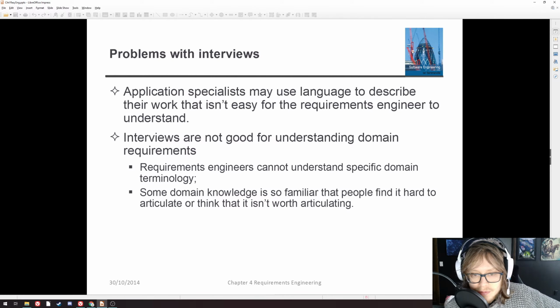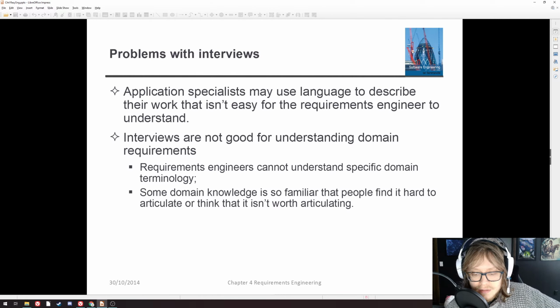You, a developer and a requirements engineer, probably can't understand that terminology. It's not like you're going to go to college real quick and figure out how to become a lawyer or a doctor or a nuclear physicist within the span of one project. You are going to learn a lot about whatever domain that you're working in, generally speaking, but you're not going to be able to become an expert.